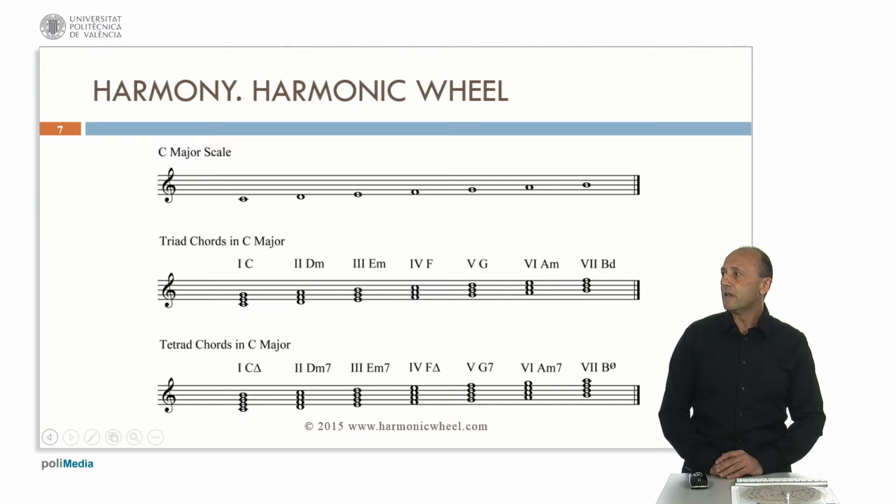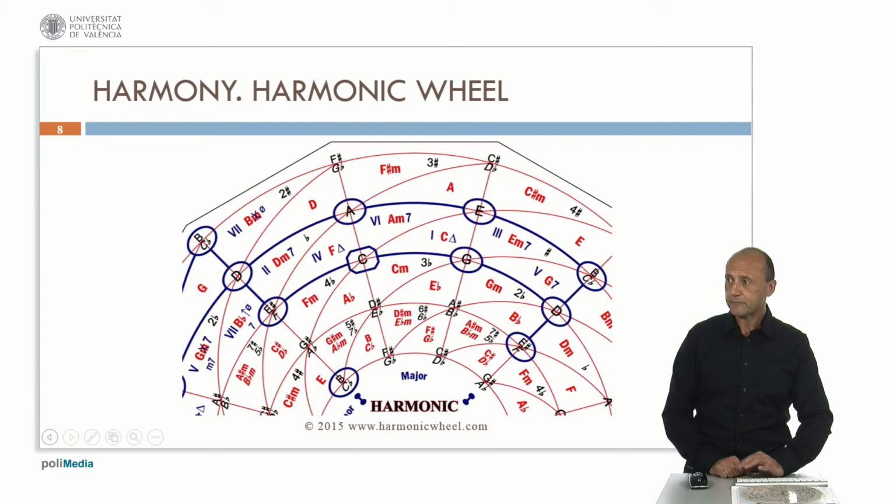First, we can review the chords associated to any key. Let's consider the C major key. Here you can see the C major scale. If we superimpose 2/3 on each of those notes, we obtain the triad chords in C major. And if we superimpose 3/3 on each note of the major scale, we obtain the 7th chords or tetrad chords in C major. The harmonic wheel gives us these 7th chords or tetrad chords very easily.